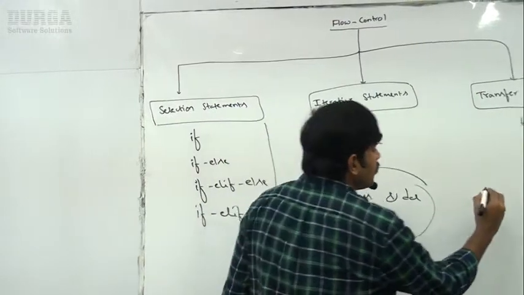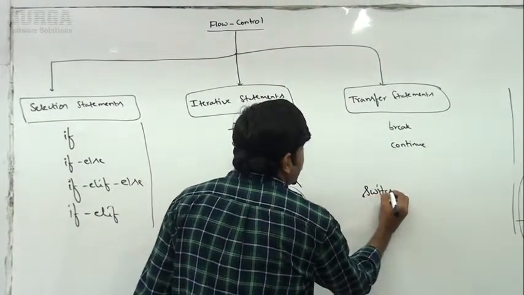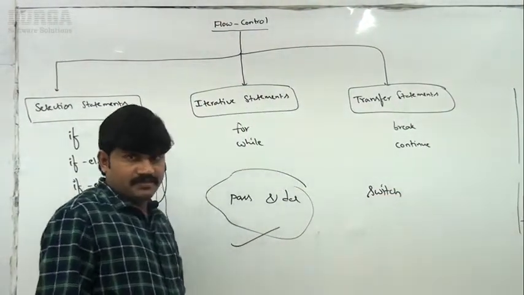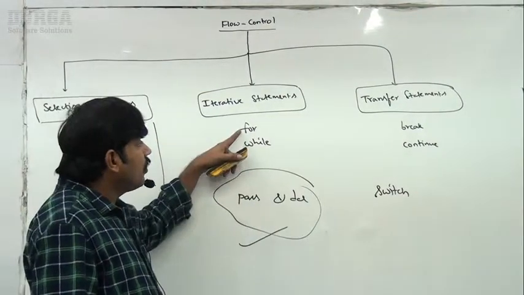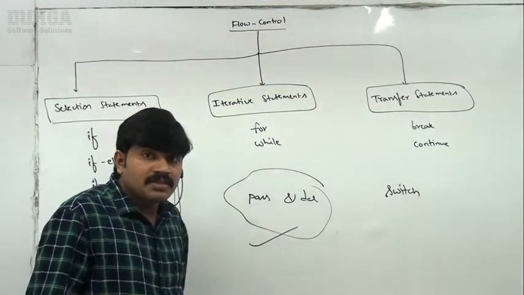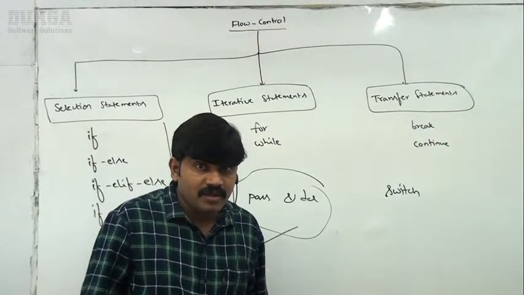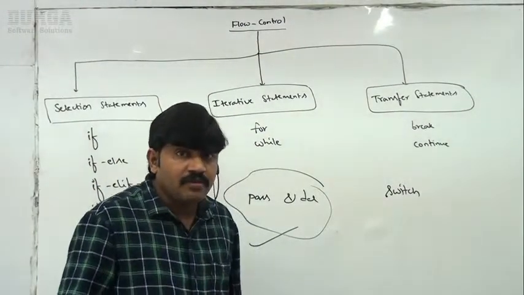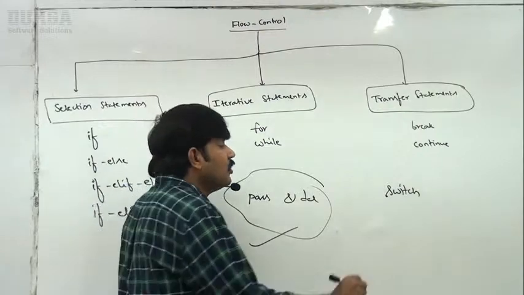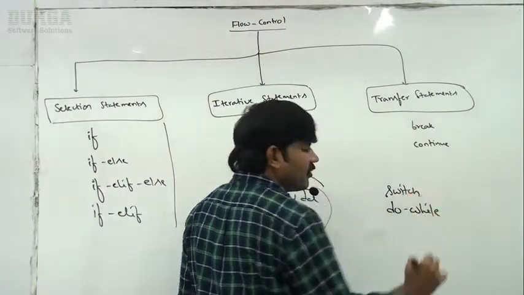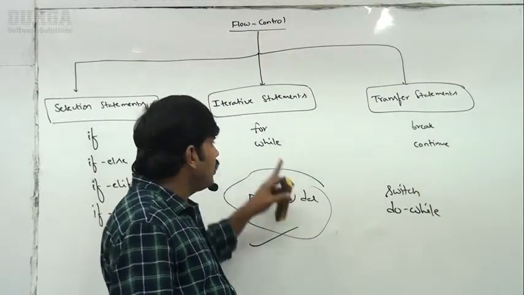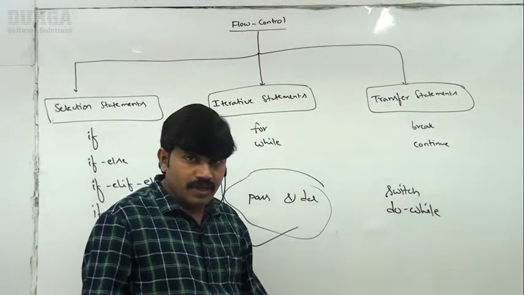So switch statement concept is not there in Python. Next, sir, immediately I may have another doubt. Sir, you have for loop, while loop, but in C language do while is also there, or in Java do while is also there. What about do while loop in Python, sir? So please make sure do while is not there in Python. We have only two loops, for loop and while loop only.